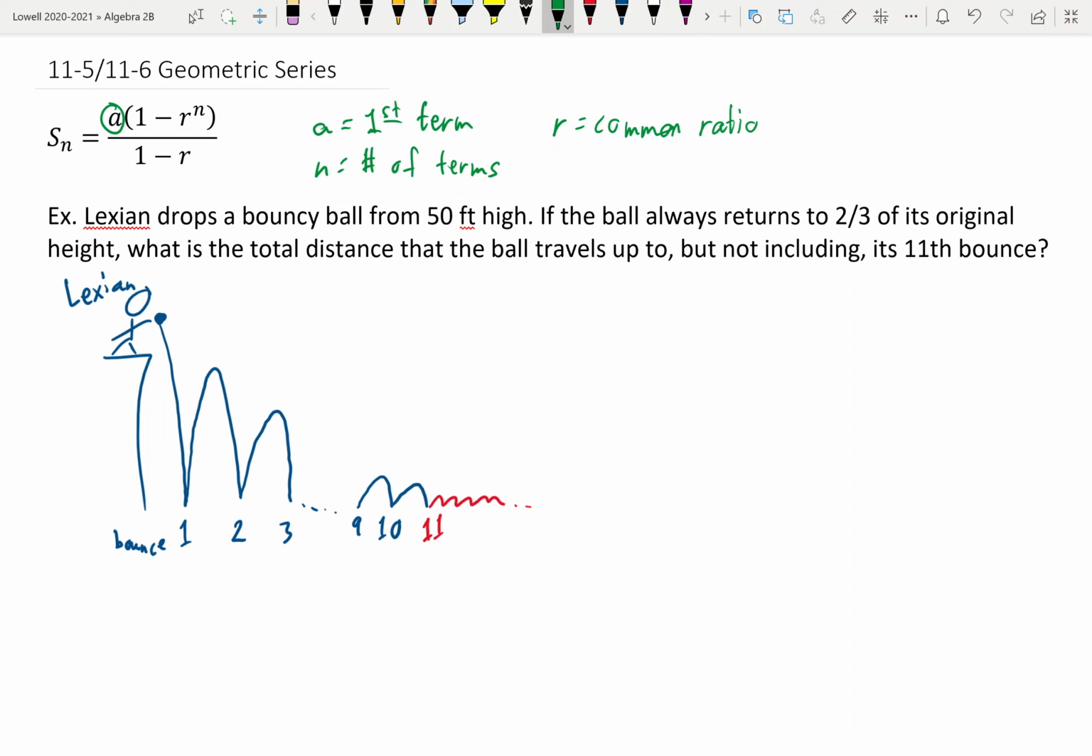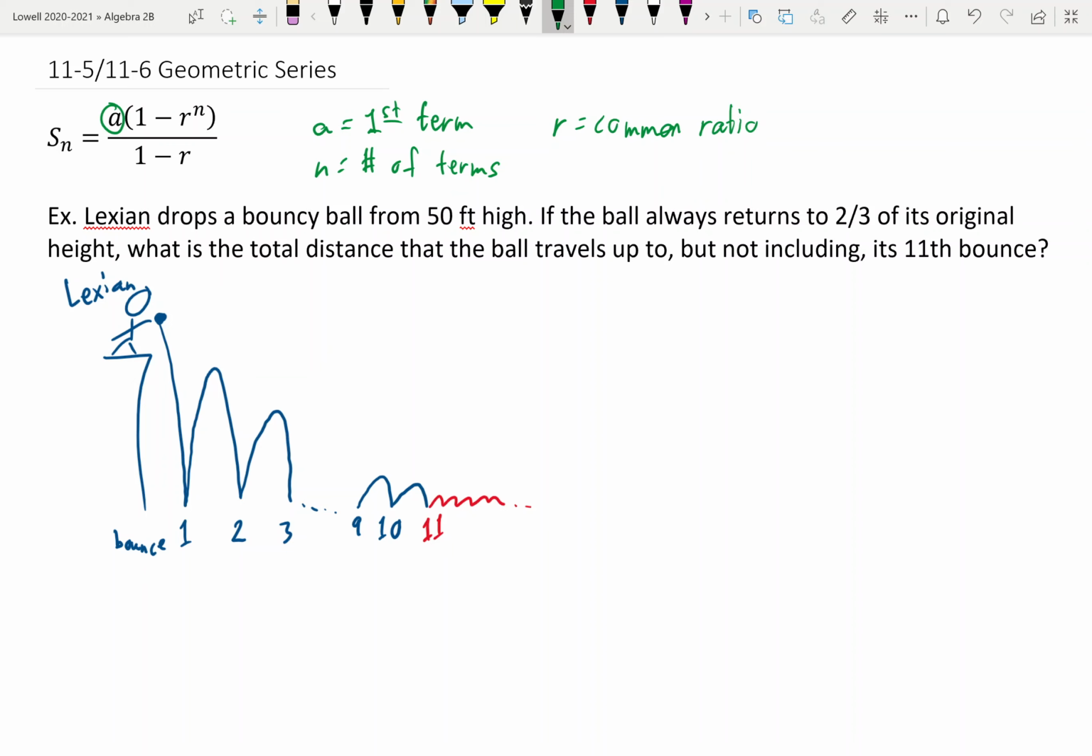Okay, so here's an example, and I actually used this problem on a test, or at least the setup for it. I didn't actually ask them to evaluate it. So let's pretend that Lexian here drops a bouncy ball from 50 feet high. Let's pretend that there's no air resistance and the ball doesn't lose any energy to the ground, etc. Pretend that the ball always returns to 2/3 of its original height. The question is, what is the total distance that the ball travels as we go up to the 11th bounce, but not including the 11th bounce?